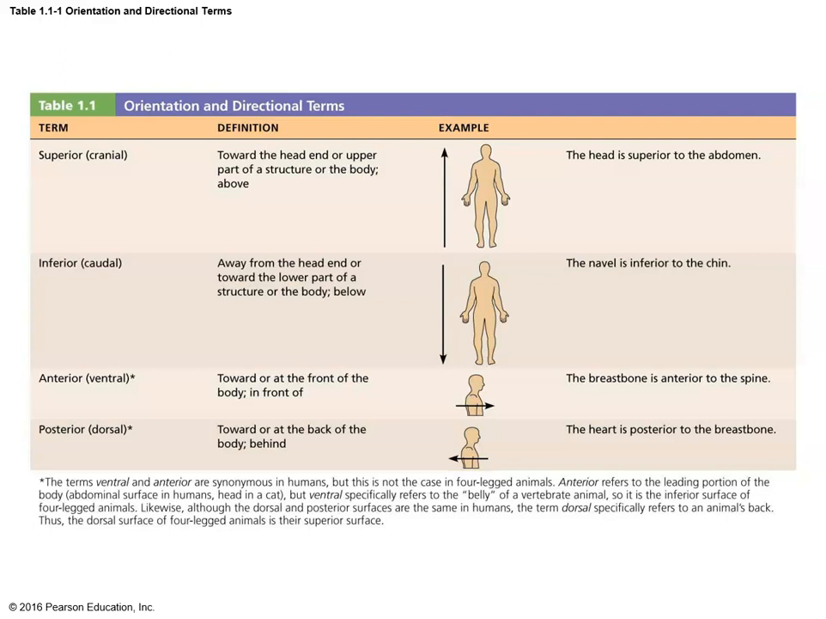So pick any two parts of the body that are up and down relative to each other, and the idea of superior might apply. Inferior means closer to the feet, so farther away from the head. The example here is the navel or the belly button is inferior to the chin. It's closer to the feet than the chin is. We could go back to our previous example with the head and the abdomen. We said the head is superior to the abdomen. The abdomen would be inferior to the head. Or the mouth would be inferior to the nose. It's closer to the feet. So the first one is always being compared to the second one.